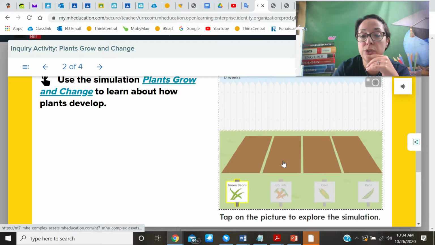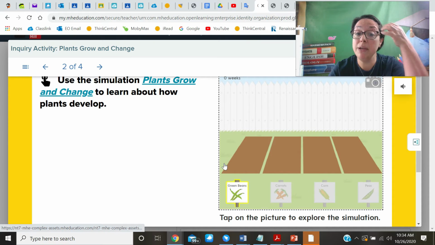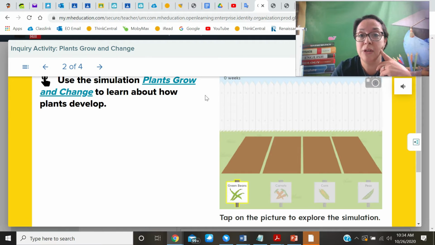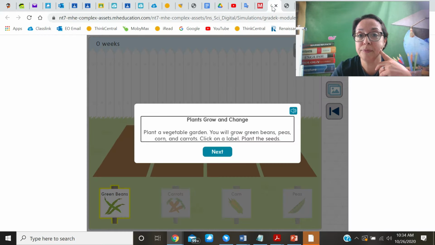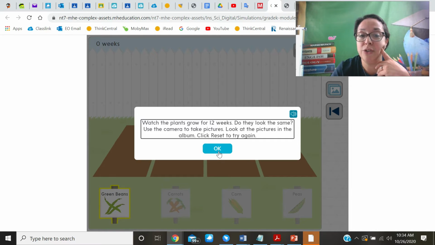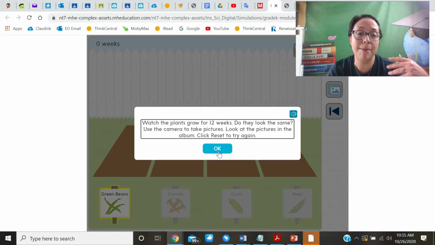All right, so now we are going to use a simulation that looks like this to learn about how these plants grow. So vamos a usar esta simulación para ver cómo estas plantas crecen. So I'm just going to switch over to here. So we're planting a vegetable garden, and we are going to grow these vegetables, and we're going to see what happens. So estamos plantando un jardín de vegetales, vamos a crecer esas vegetales y vamos a mirar qué pasa en 12 semanas. So it's going to be 12 weeks. Y vamos a ver si se parecen iguales o diferente. We're going to see if they look the same or different.